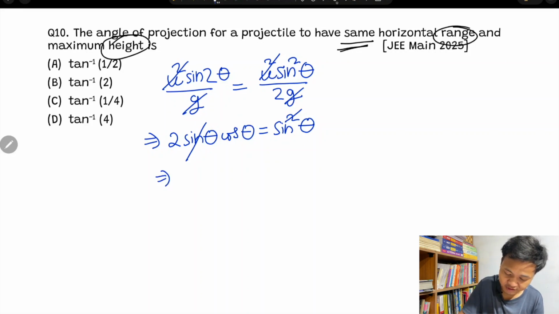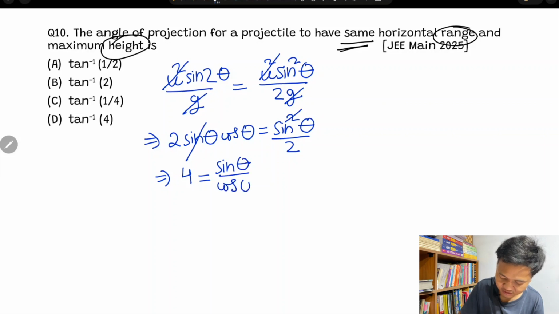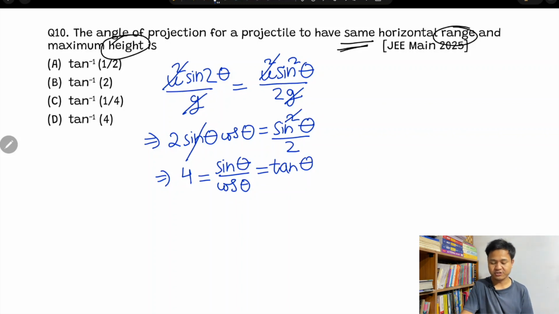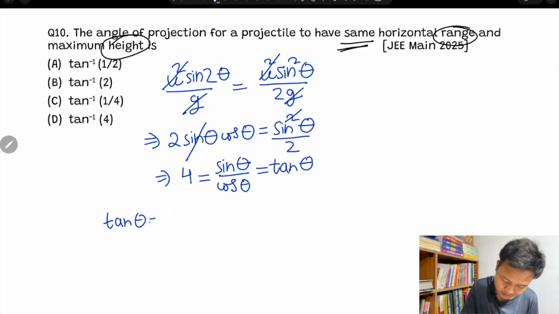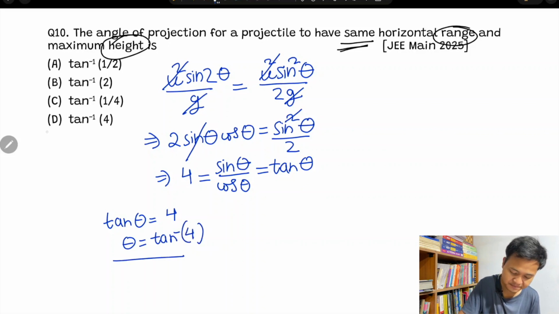Okay, I have one more thing here. It's 2g, so 2 will come here. Okay, so what will you have here? Here I will have 4, so sine square theta by 2. Okay, so 2 is there. Here I will have 4 equals sine theta by cos theta. Sine by cos is tan, right? So here I have tan theta equals 4. So theta will be equal to tan inverse 4. Okay.